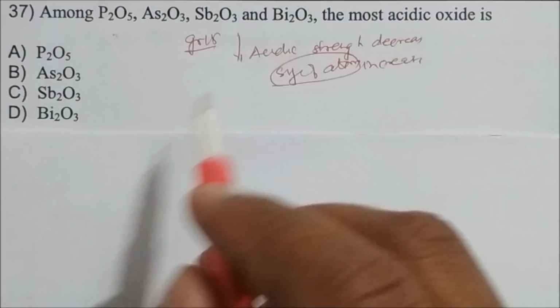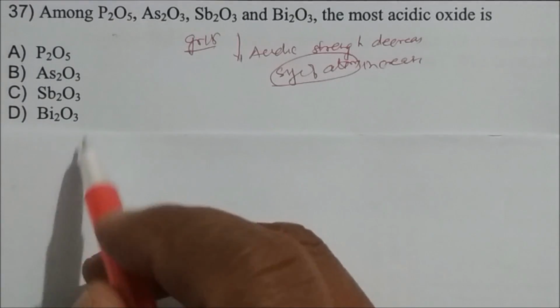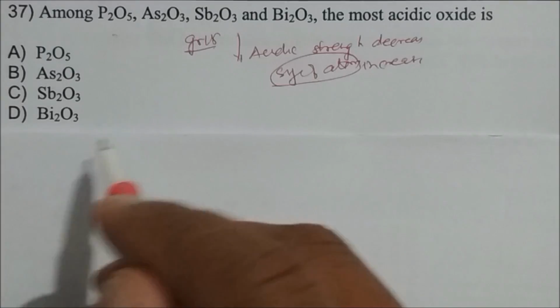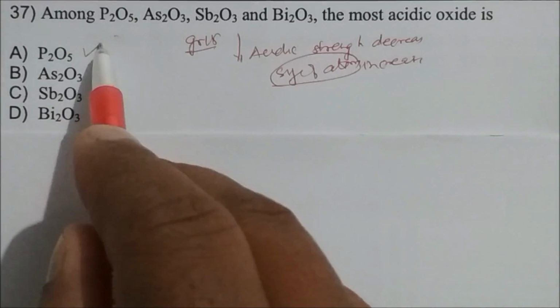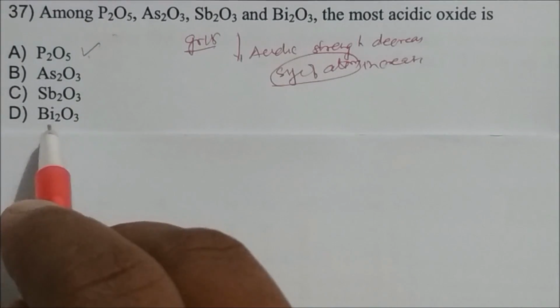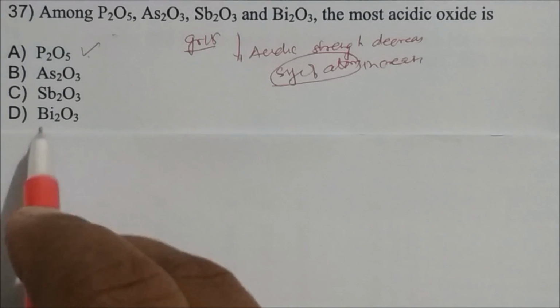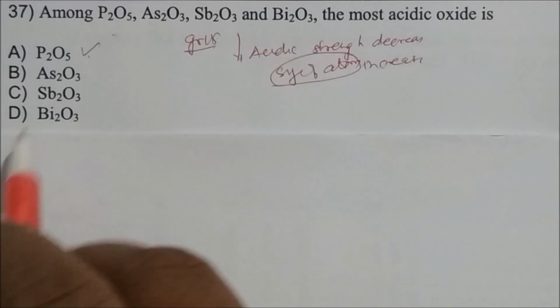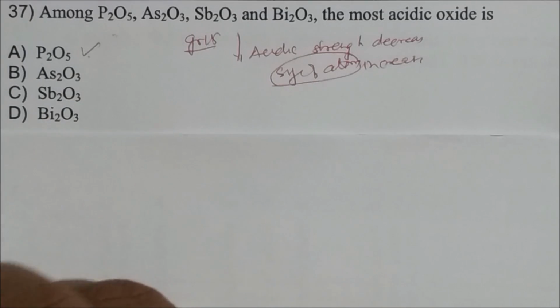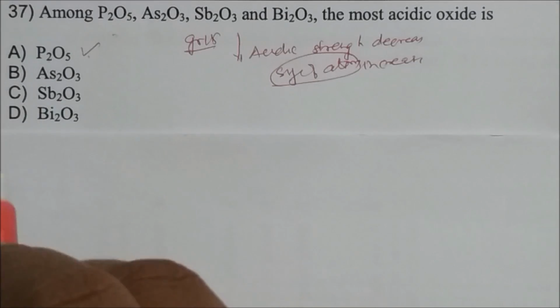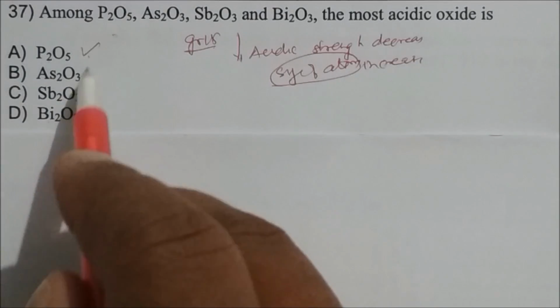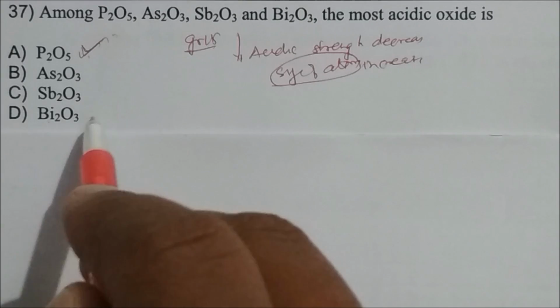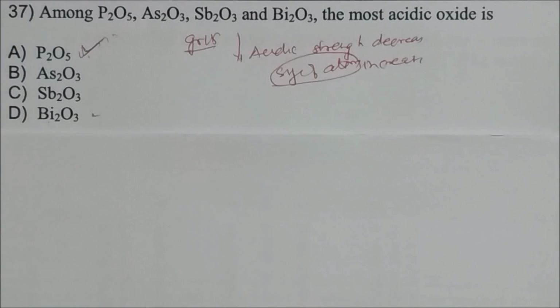So among these, which has the minimum size? P2O5, so this is more acidic as compared to Bi2O3. We can also say that this is more electronegative. Again, the size of phosphorus is very small, so the acidic strength also increases as compared to arsenic, antimony and bismuth. So this is the most acidic oxide, and this will be your least acidic oxide.